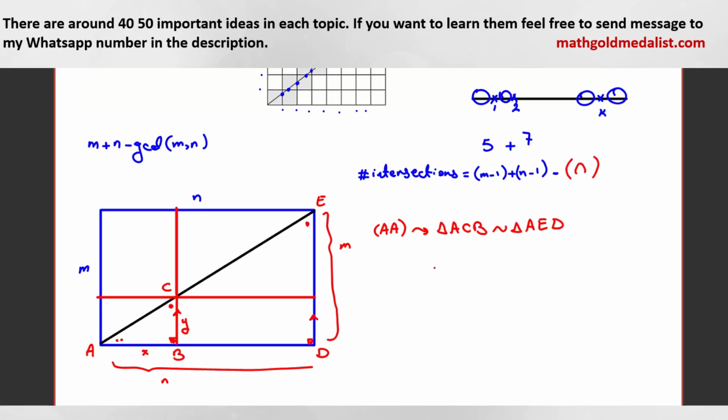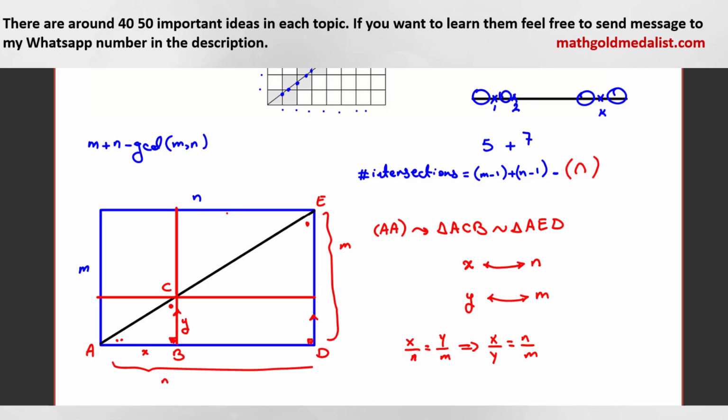And then I can say what? I can say x over y. X corresponds to what? X is opposite to this one, n. And y from ACB corresponds to what in AED? Y, and both of them are opposite to angle A, so m. So we can say x over n is y over m. So we can say x over y is n over m.